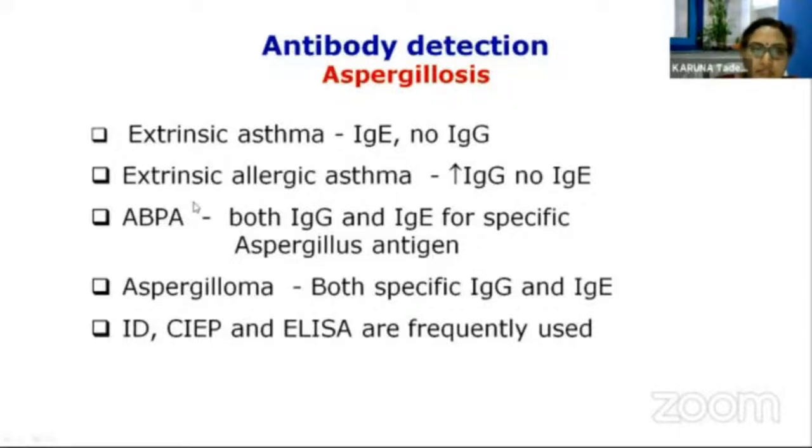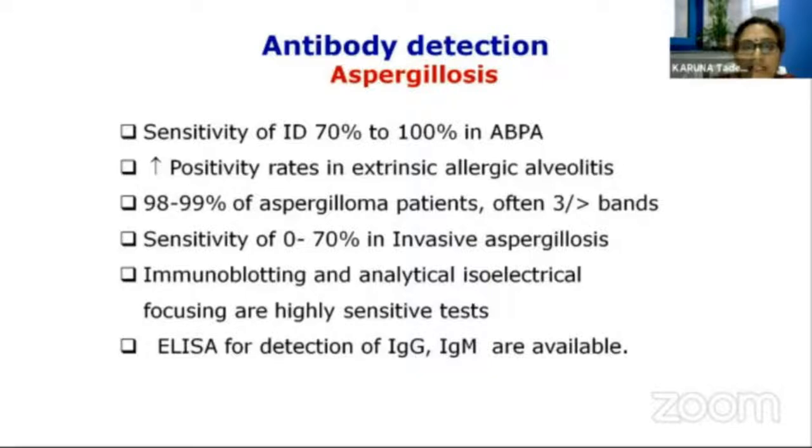But if we look at most of the techniques that were available, they usually tend to detect the IgE. In aspergilloma, both specific IgG and IgE are important. And immunodiffusion, counter immunoelectrophoresis, and the ELISA are frequently used. Sensitivity of immunodiffusion for aspergillosis is somewhere between 70 to 100% in allergic bronchopulmonary aspergillosis. The positivity rates actually increase in extrinsic allergic alveolitis. In 98 to 99% of aspergilloma patients, often three or more bands are seen in immunodiffusion, and sensitivity is 0 to 70% in invasive aspergillosis.